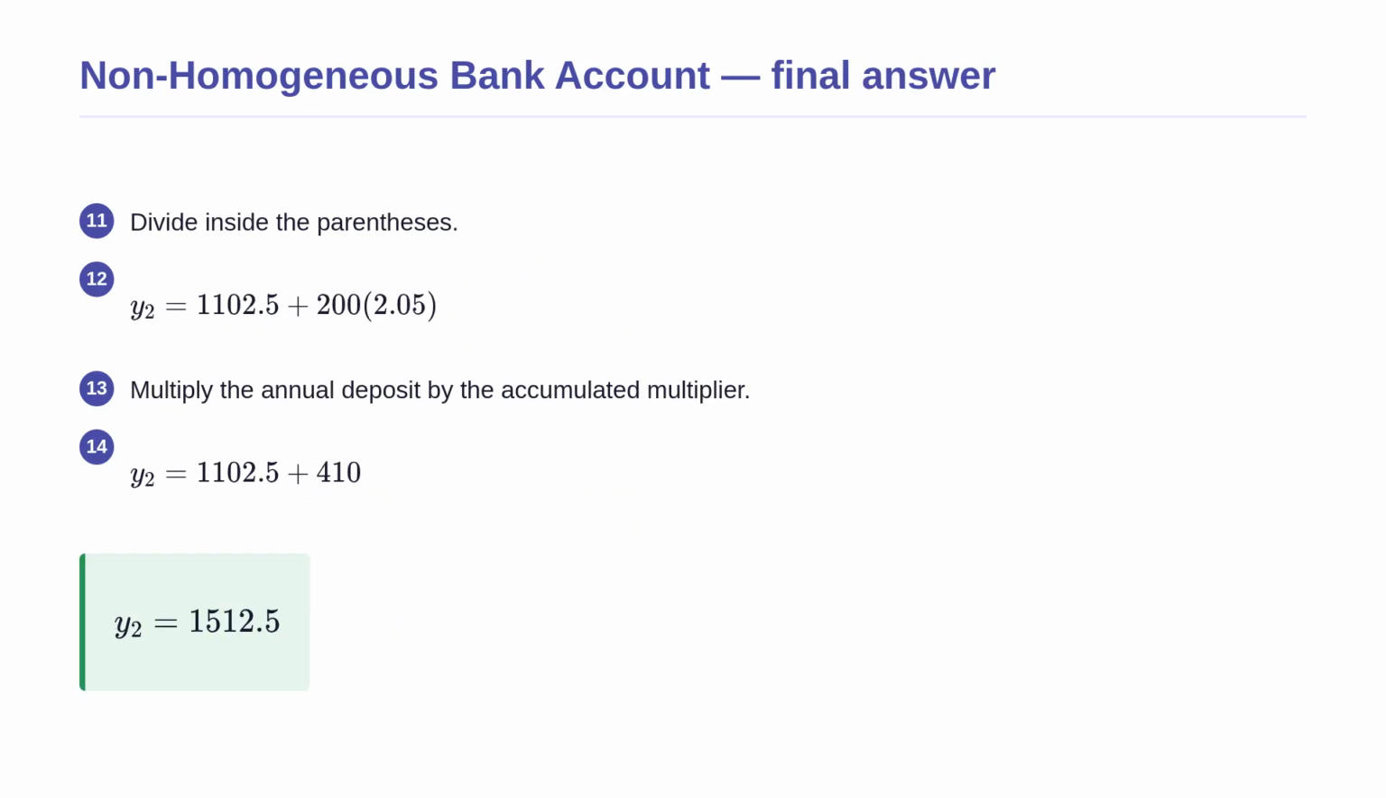For our final steps, we divide 0.1025 by 0.05 inside the parentheses, which yields exactly 2.05. This number is the accumulated multiplier for our repeated deposits. Multiplying our $200 deposit by 2.05 gives $410. We now have our two separate components, the grown initial deposit and the accumulated value of the extra deposits. Adding them together gives our final answer of 1512.5 rupees. Physically, this means your account holds your initial money, your pure deposits, and all the compound interest earned on both.